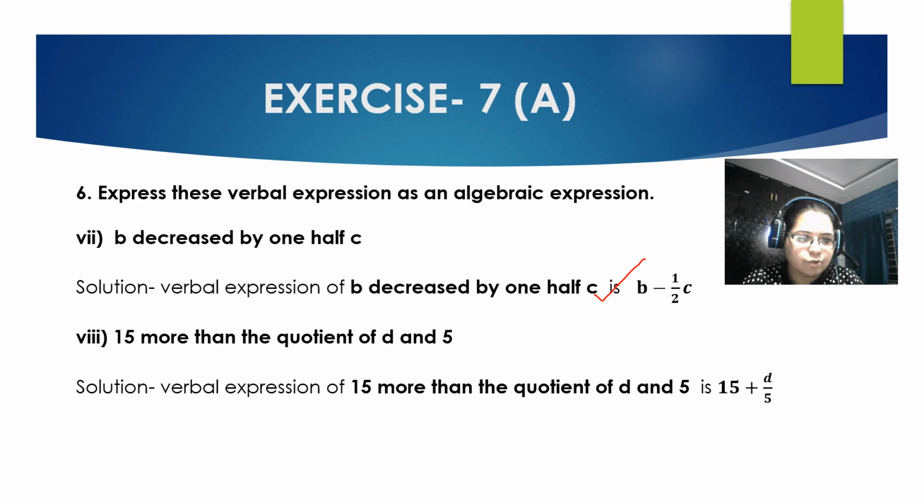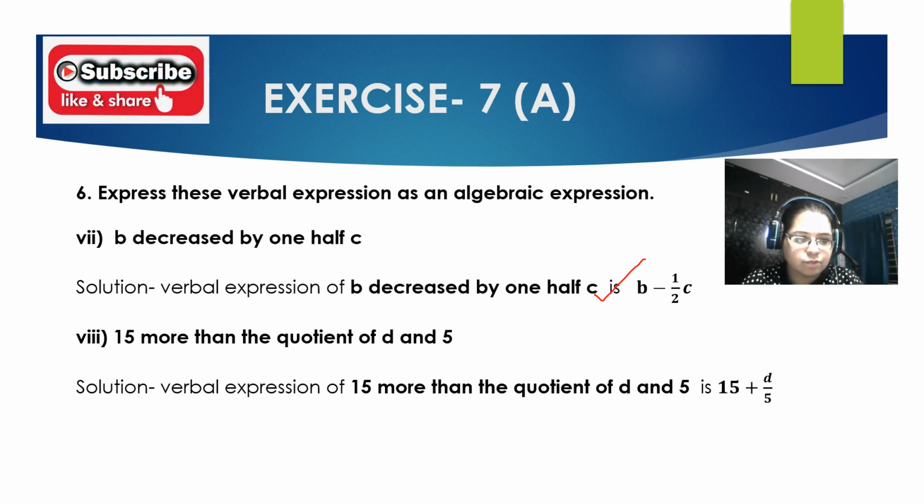8 bit, 15 more than the quotient of d and 5. More than will be represented with plus symbol and quotient of d and 5 will be represented with division symbol. So verbal expression of 15 more than the quotient of d and 5 is 15 plus d divided by 5. 15 plus d divided by 5 is the verbal expression of 15 more than the quotient of d and 5.